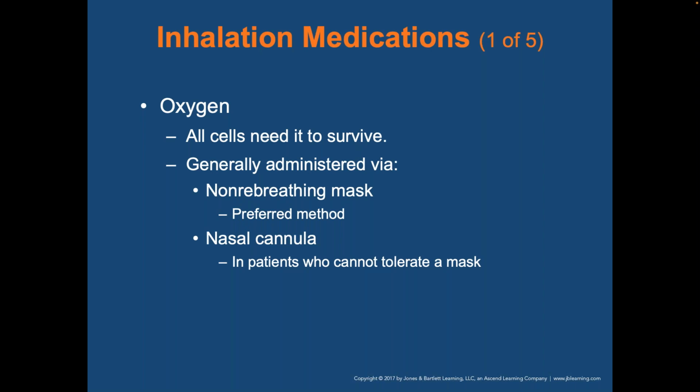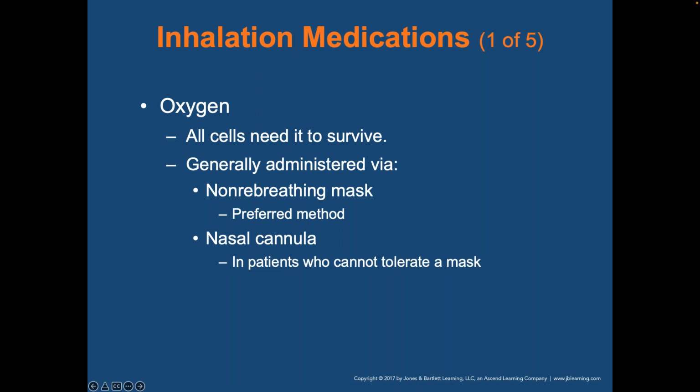All cells need these, especially those in the heart and brain need oxygen to function properly. What you'll notice in patients that are hypoxic will start showing signs of altered mental status. Oxygen should be administered when a patient is not breathing or is having trouble getting air. Generally administered by a non-rebreather mask, which is 10 to 15 liters per minute.